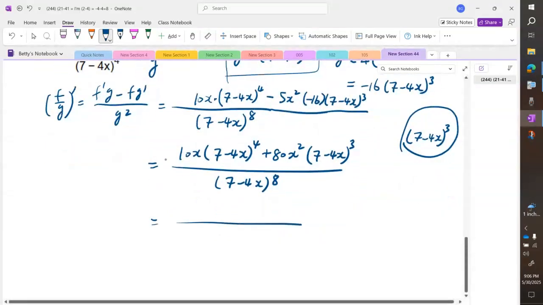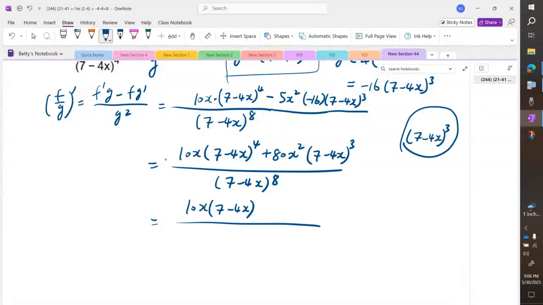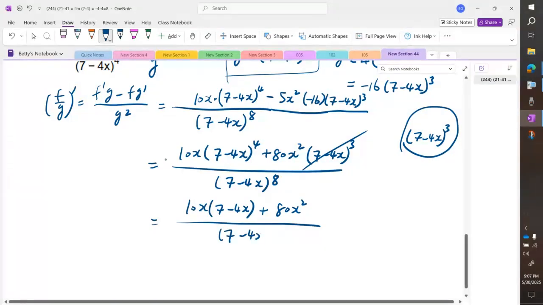We would have the left ear. Since we cancel a cube, we're going to have 1 only. And then the right ear cancel the whole thing, right? 80x squared. The denominator, it was 8th power. Now we get rid of 3. 3 of the 8, we're going to have 5. (7 minus 4x) to the power of 5. And we can keep simplifying the numerator.